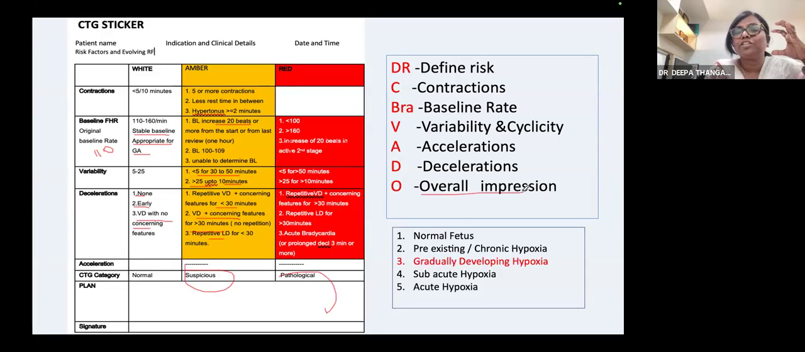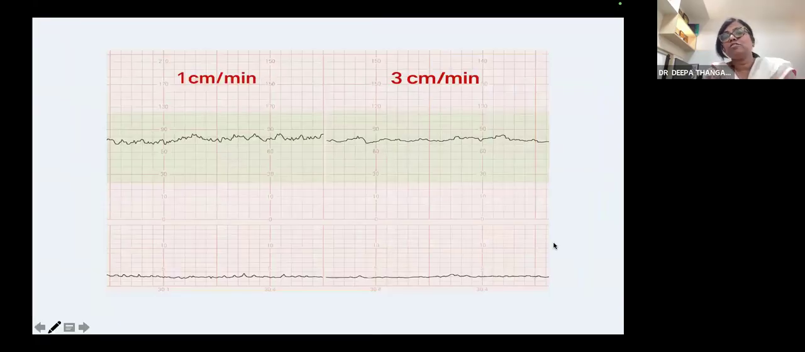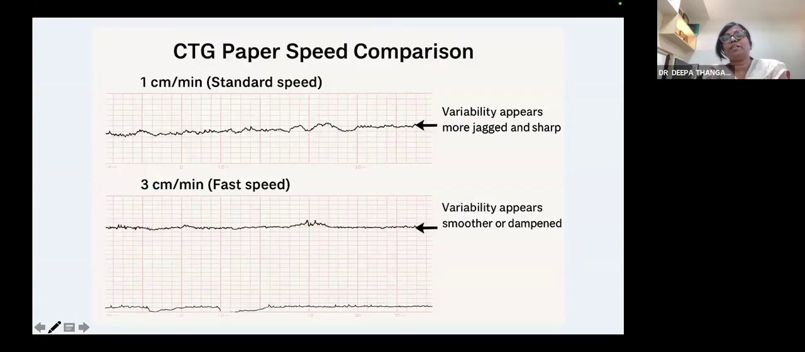And you have to put a signature. At the end of this, you also have to mention whether the baby is having any hypoxia or not. What we normally see is gradually developing hypoxia, which is the hypoxia we are most likely to miss. Okay. So this is 3 centimeters on 1 centimeter paper.